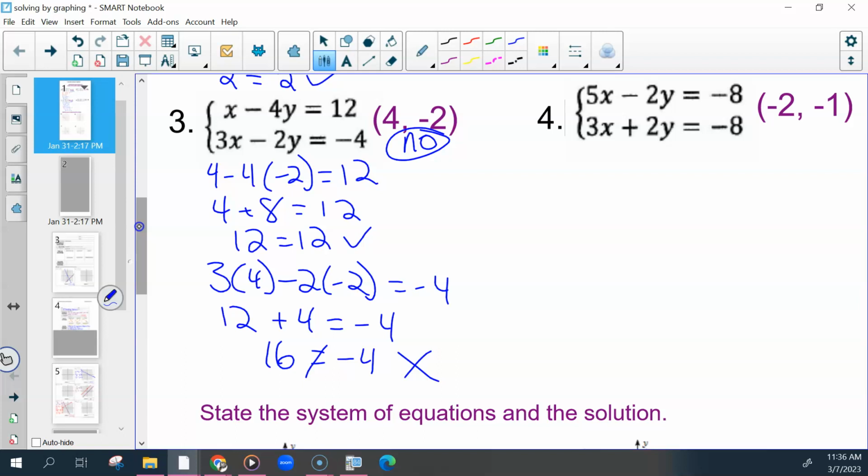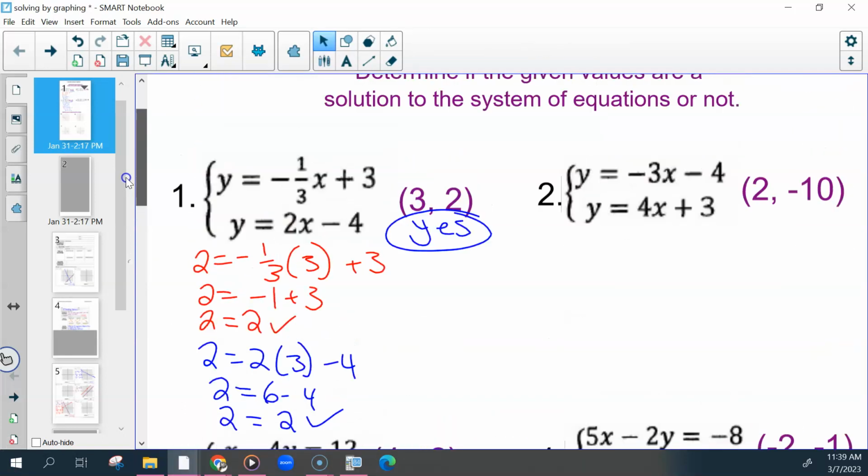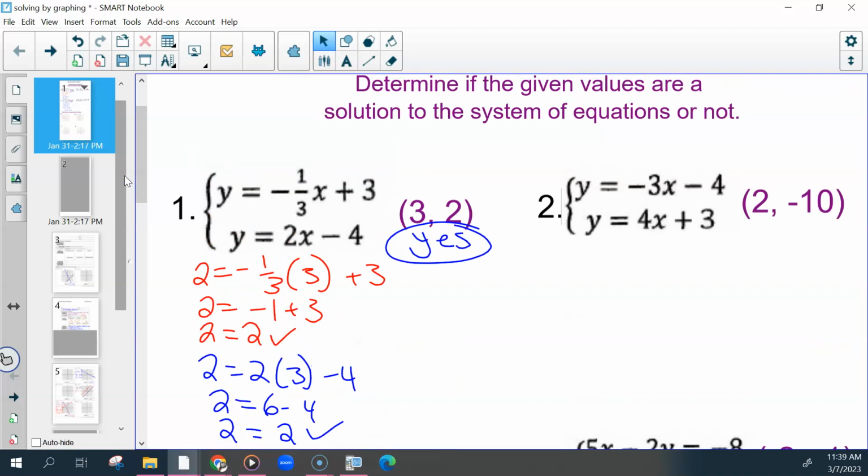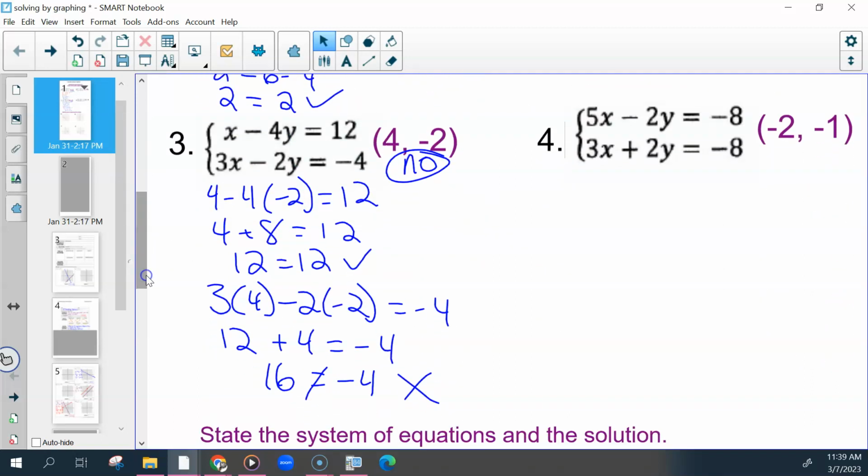I want you to do the other two, and then we'll come back and check it together in a couple minutes. What did we get for number 2? No. Does anyone need to see that one? So one of them did not work, or at least one of them did not work. What about number 4? Yes. Did anyone need to see that one? Okay.